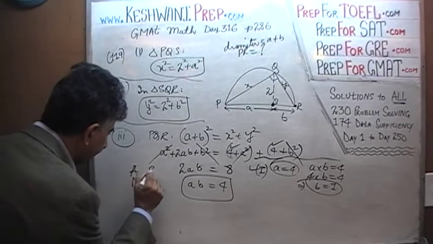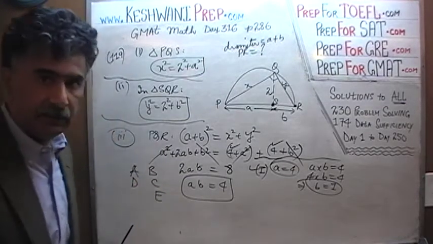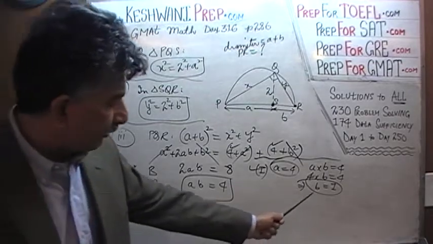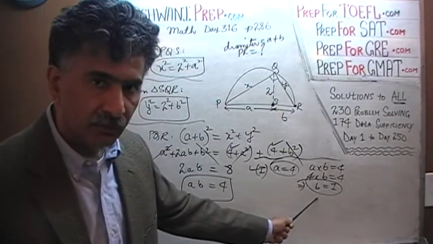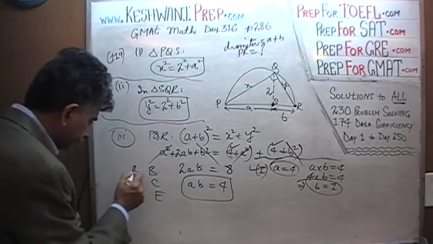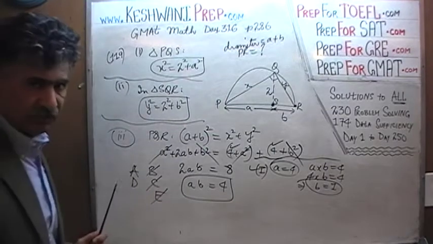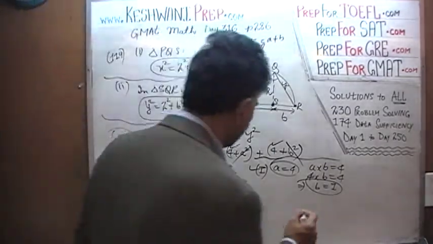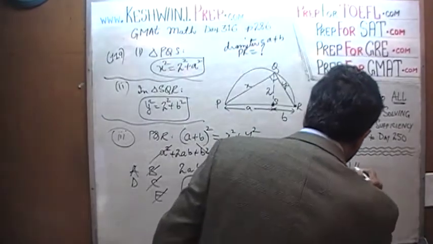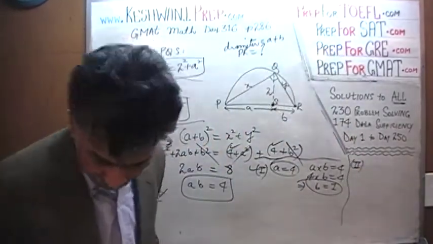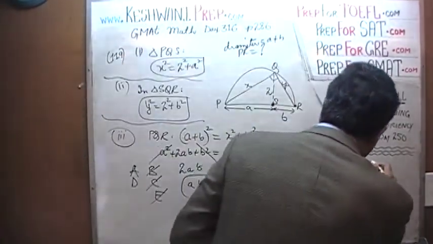AD, BCE. Now that we have established the first statement by itself is enough, we know now that the answer cannot be B, C, or E. It has to be either A or D. Let's look at the second statement. In the second statement, they go on to tell us that B equals 1. Well, the same exact story.